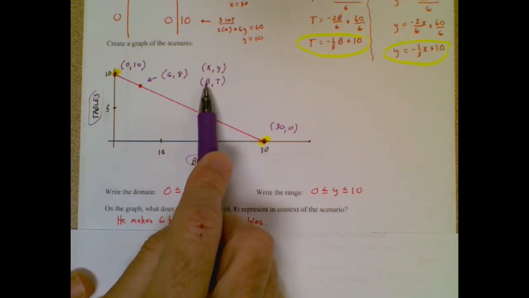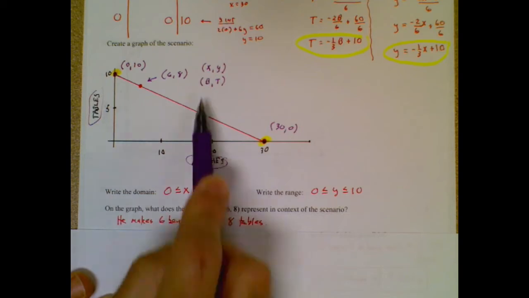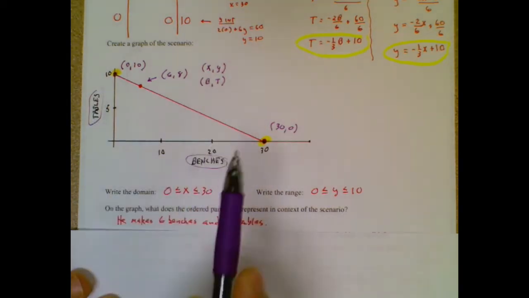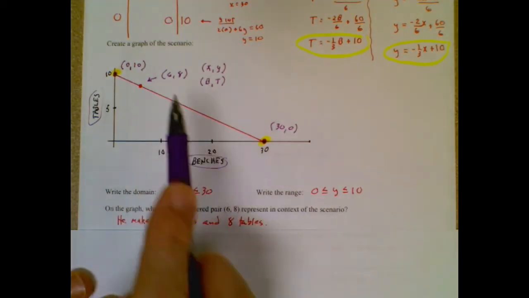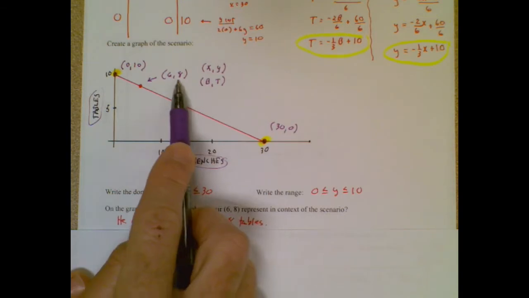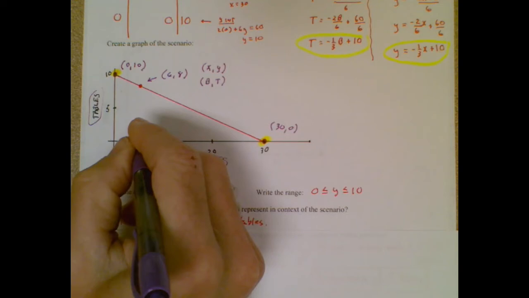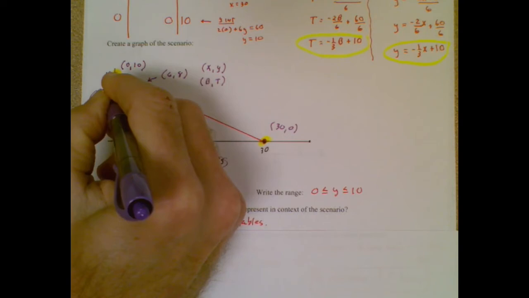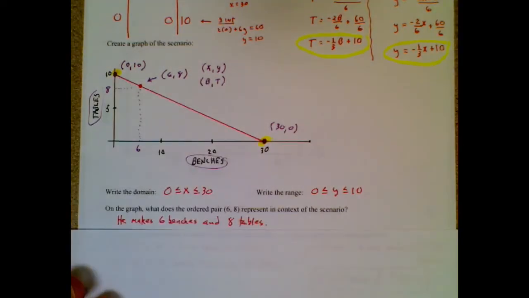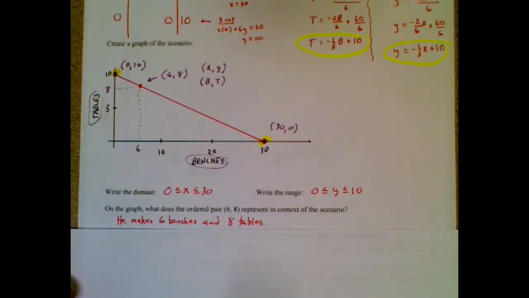So when you see an x-coordinate and a y-coordinate, you can use benches for x, tables for y. But what this ordered pair ends up meaning is we have made 6 benches and 8 tables. So that ordered pair has meaning. And basically you could also look at it this way. This is at the location of 6 on the x-axis and 8 on the y-axis. Now there's a bunch of ordered pairs going down this graph which show all the possibilities of different combinations of benches and tables that you could make.